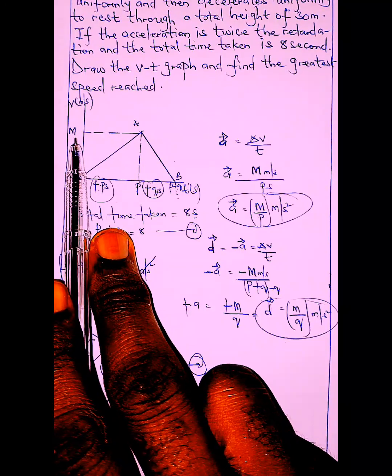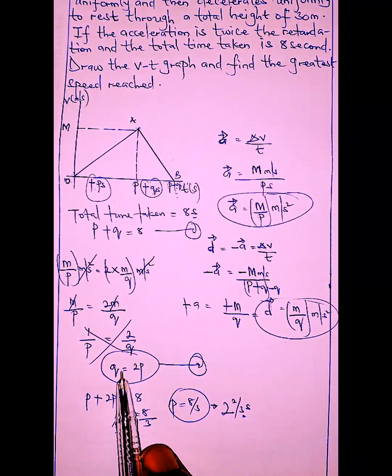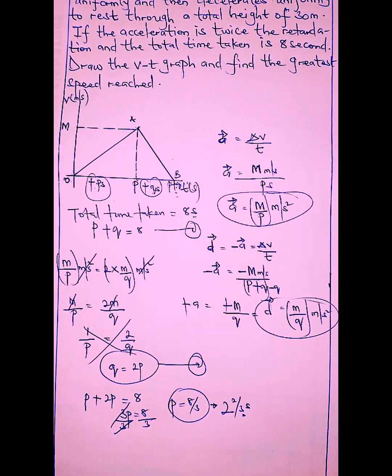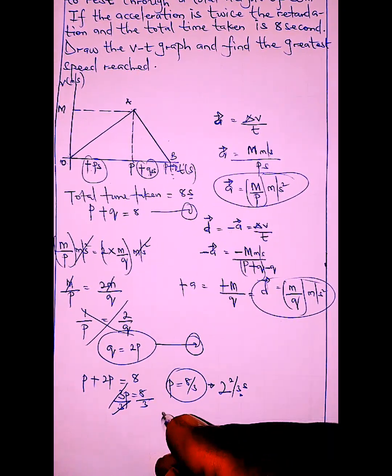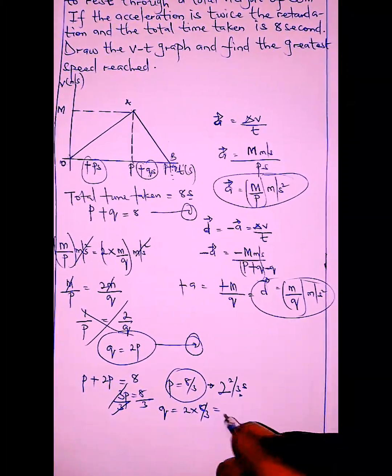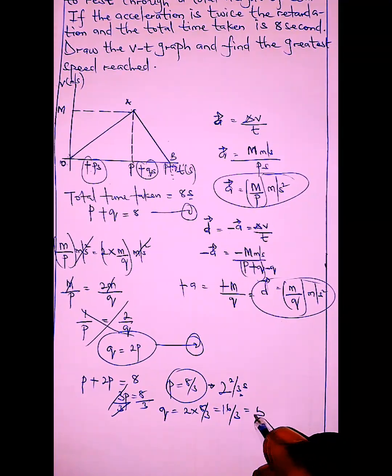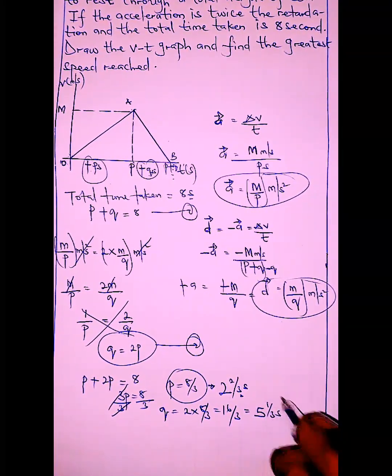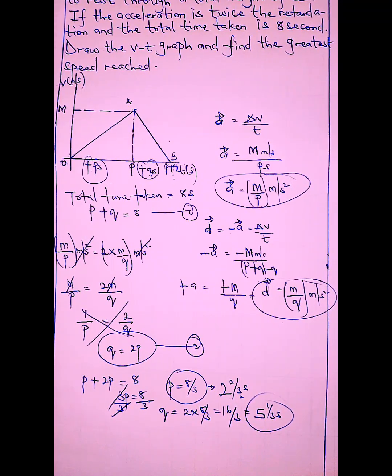So it took the body 2.66 seconds to attain a maximum speed of m that we don't know about. So what does q equal? If p is 8 over 3 seconds, it means q is equal to 2 times 8 over 3 seconds, which is 16 over 3. We divide that, and you're going to get 5 and 1 over 3 seconds also. So we've gotten the p and we've gotten the q. We've gotten the time it took the body to finish this whole movement.